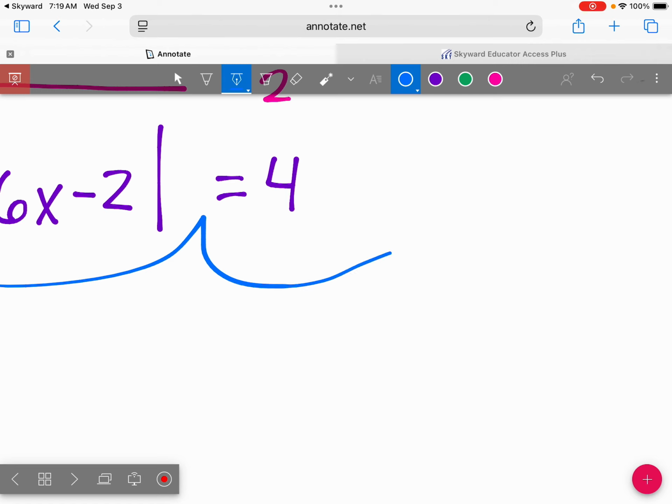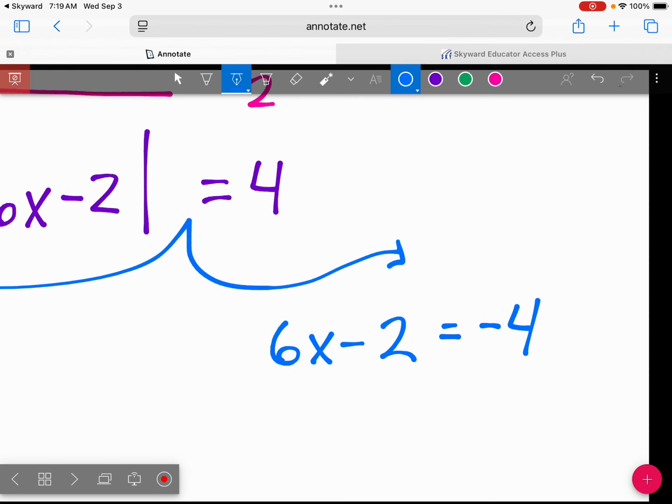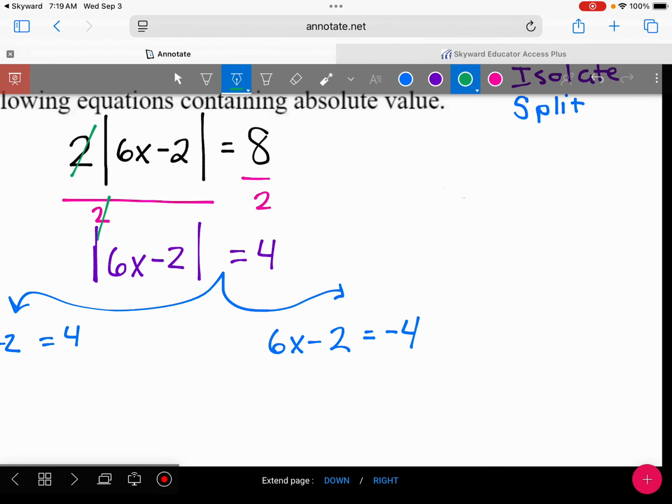My 6x minus 2 might be at negative 4. That is still 4 steps from 0. So I have more than one option. We need to make sure we get both answers, and that's how we do so. We need to split that up. Now we can solve each of these.